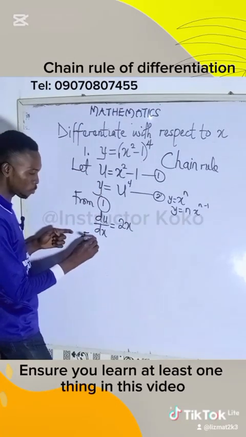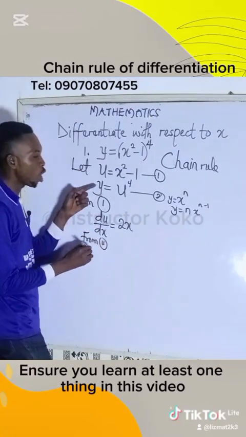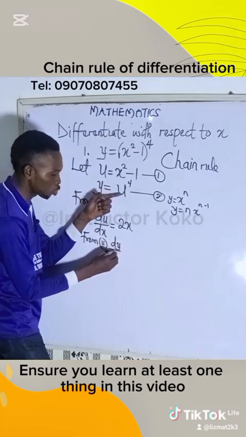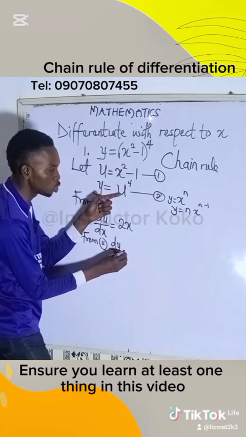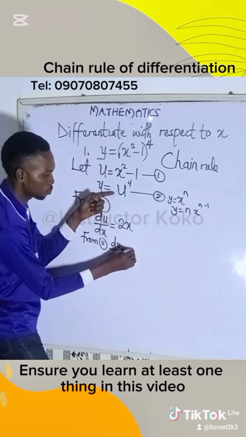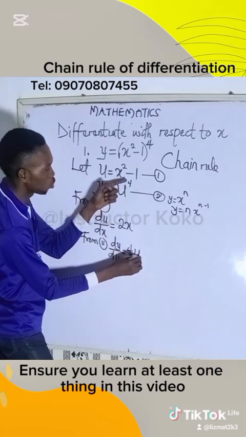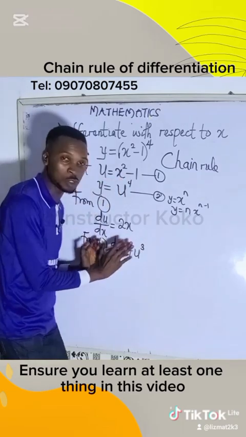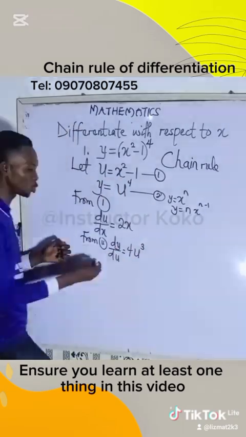Then I also say from equation 2, what do you have in 2? y and u. I will differentiate y with respect to u. That is dy du. So I'll bring 4 here. That is 4. I'll write u. I will take away 1 from 4. That's 3. Now, once you get to this place, you are done with that question. So what do you need to do?